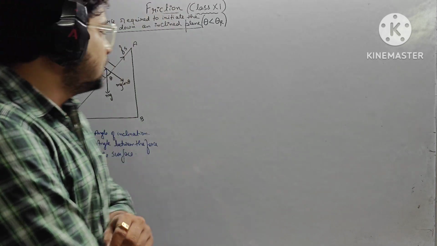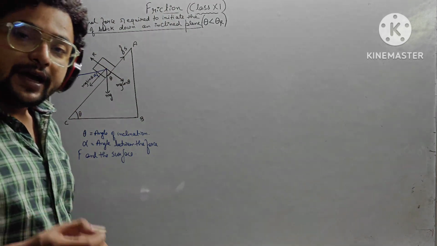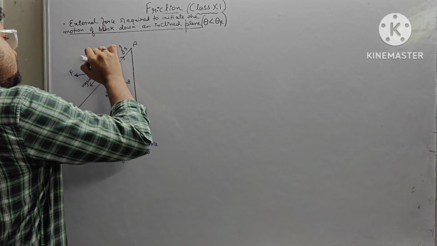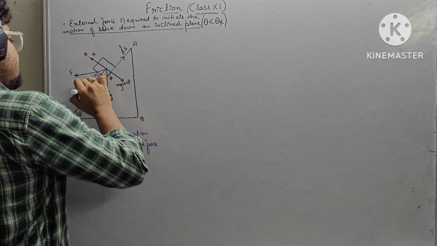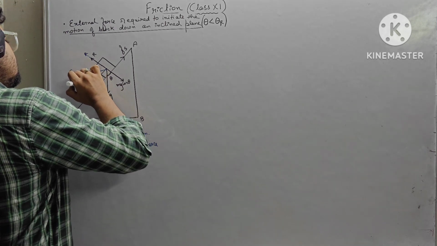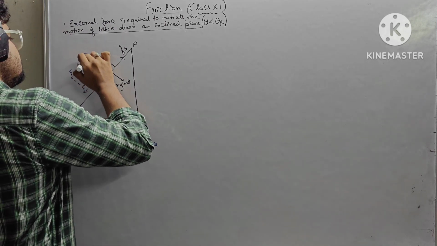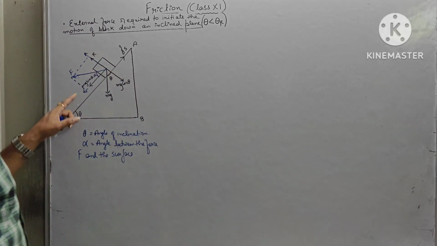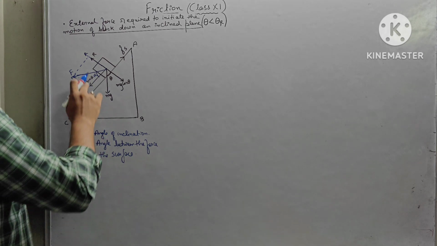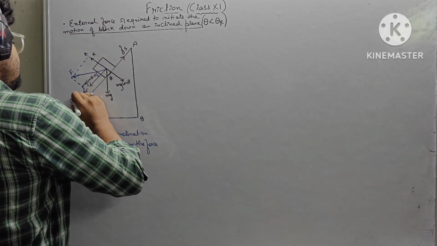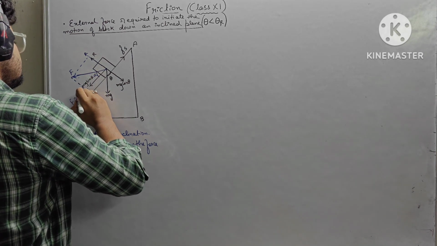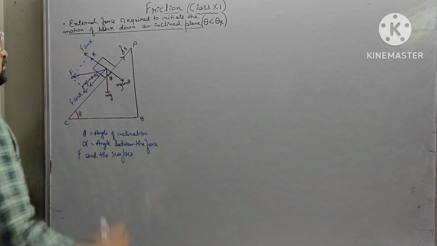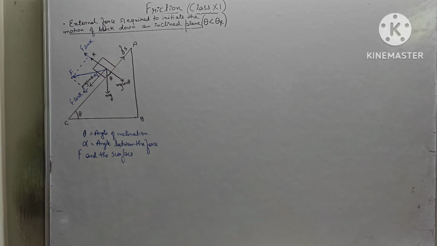Now, this particular force I can divide again into two components. So this will be one component in this direction, and this is going to be the other component. So these are the two components. Fine. So if this is alpha, this component is going to be F cos alpha, and this one is going to be F sin alpha. I hope you are understanding the diagram.